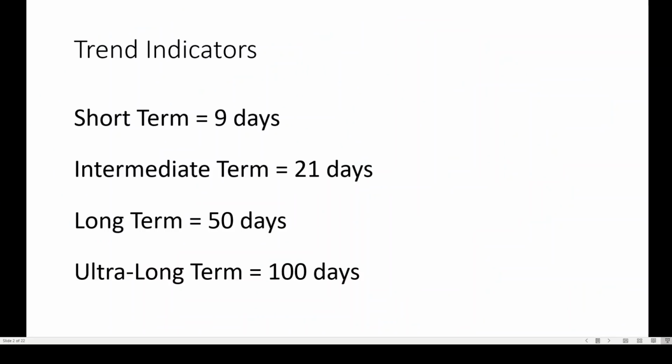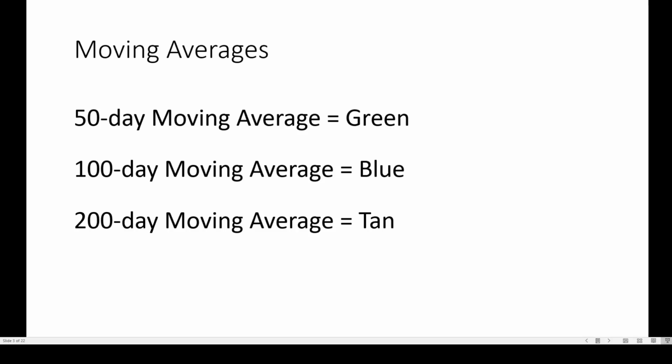We've got the trend indicators. Short term, 9 days. Intermediate term, 21 days. Long term is 50. Ultra long term, 100. Moving averages, these are the colors on my screen: the 50 day is green, 100 day blue, 200 day tan.